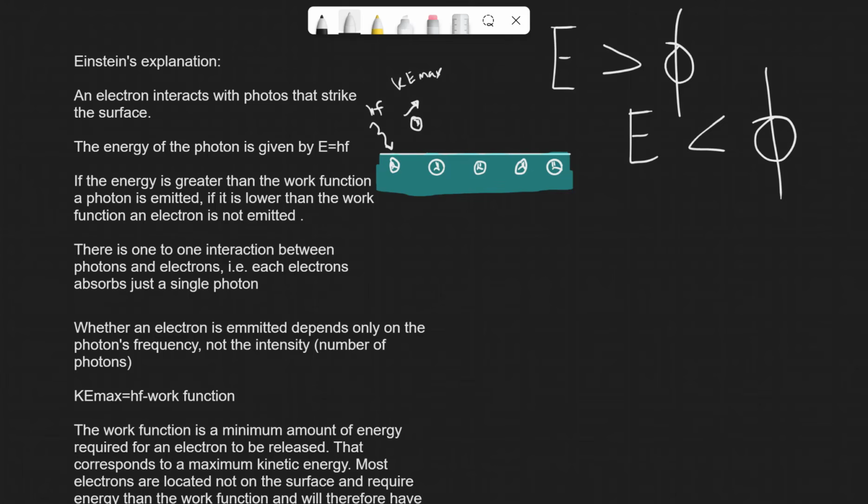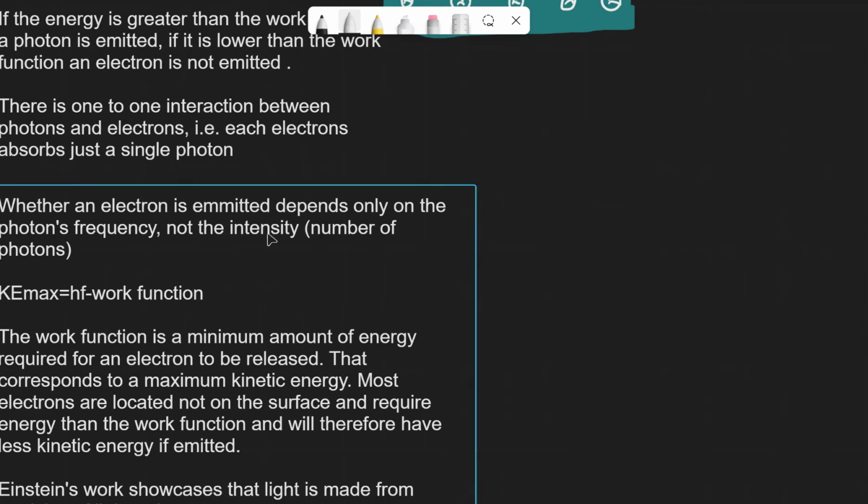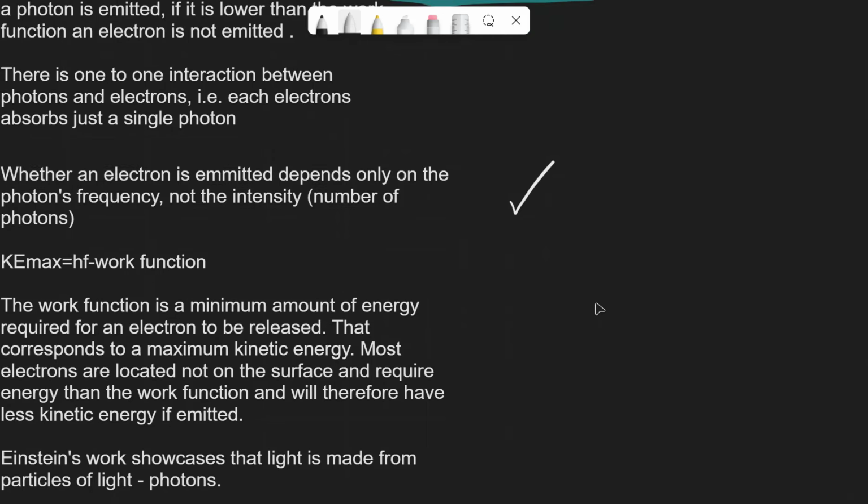What does that mean in practice? It means that if we use light of lower frequency, suddenly we can't just have, let's say, 3, 4, 5, a million photons interacting with a single electron and still letting it escape. Because the energy actually appears in lumps and discrete packets of energy, this supports the particle nature of light. In practice, whether an electron is emitted depends only on the frequency of the photon and not on the intensity.